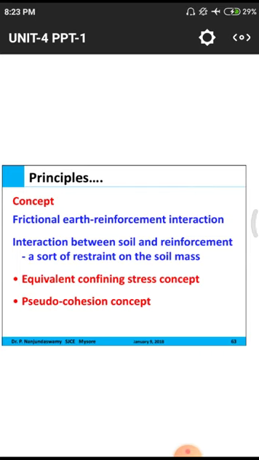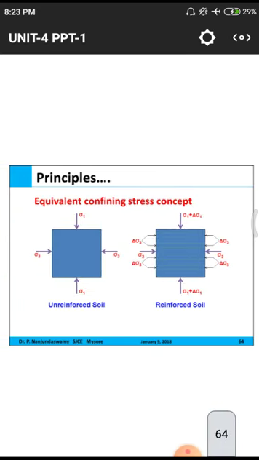The second one is the equivalent confining stress concept and the pseudo cohesion concept. This is the equivalent confining stress concept. In the first figure we have a small particle with forces applied on four sides: compressive forces on the top and bottom, and on the left and right, in the form of stresses sigma 1, sigma 2, sigma 3 and sigma 4. That is unreinforced soil, where there is no proper bond and no reinforcement.